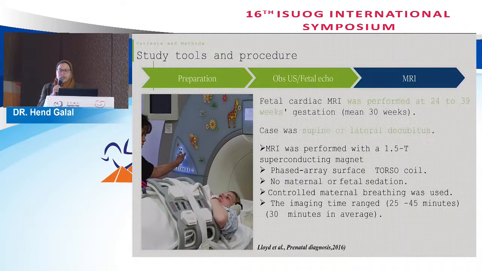As regards MRI, it was performed between 24 and 39 weeks gestation with a mean of 30 weeks. The cases were supine or lateral decubitus according to the comfort of the mother. MRI was performed on a 1.5 Tesla machine using a phased array surface torso coil with no maternal or fetal sedation. Controlled maternal breathing was used, and the average time taken in an MRI was 30 minutes.